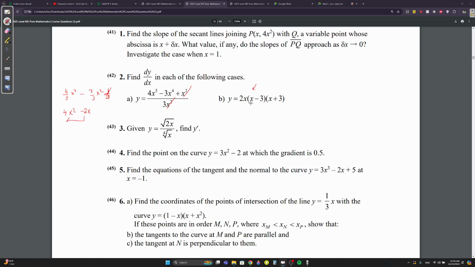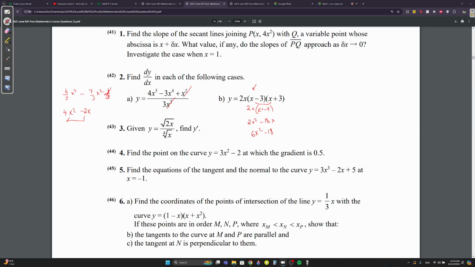Here, we need to expand. To make our life easier, when you expand (a minus b)(a plus b), it's a rule in math: (a plus b)(a minus b) gets you a squared minus b squared. So you have x squared minus 9, and 2x on the outside, just so you can make your life easy. You guys are grade 11, I shouldn't be showing you how to distribute. That's why. 2x times (x squared minus 9) is 2x cubed minus 18x. Okay, find the derivative. 3 times 2 is 6, reduced by 1, 6x squared minus 18.